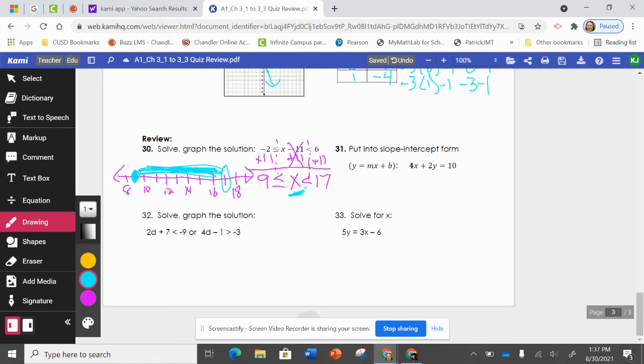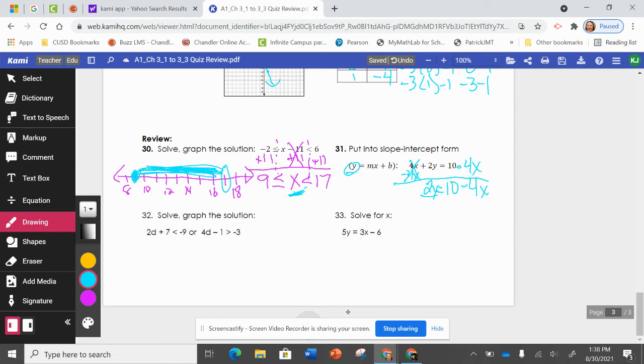Number 31. Putting it into slope-intercept form means you're getting it into y equals mx plus b, which basically means you're trying to get y by itself. So to get y by itself, we're starting with subtracting 4x. We're subtracting because this is a positive 4x. Now remember, we can't take 4x away from 10 because they are not like terms. So we're just going to have them sit next to each other on our paper.